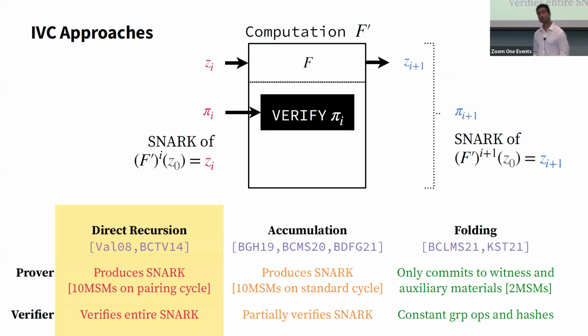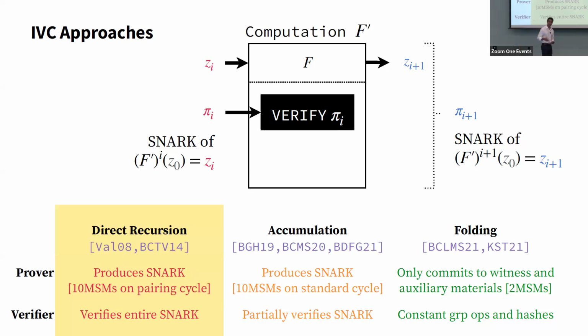Okay, so there are several key approaches to achieving incrementally verifiable computation. The original approach, due to Valiant back in 2008, is using direct recursion. And the core idea here is that in each step, instead of proving just the function f itself, we can prove an augmented function f prime represented as a circuit. And this augmented function, in addition to running the original function f, also runs a SNARK verifier, which checks a SNARK proof of i iterations of the function f prime.